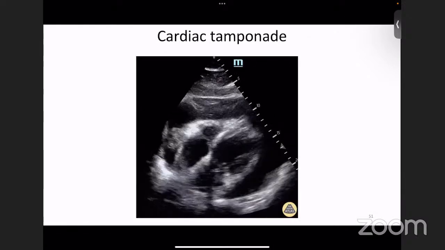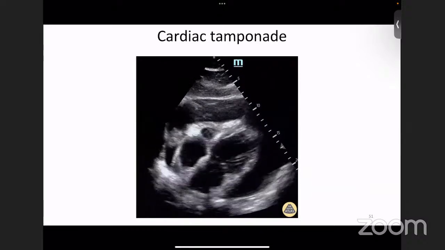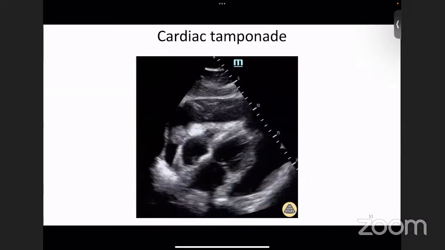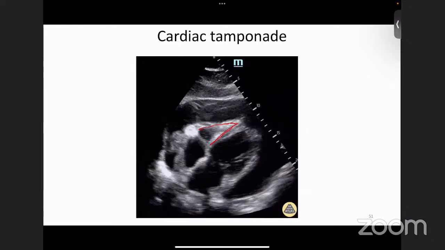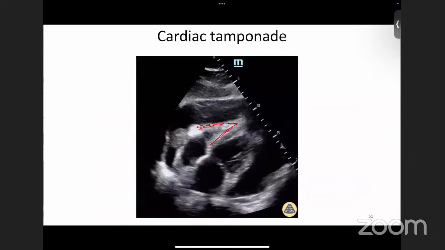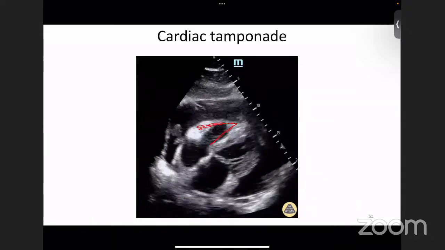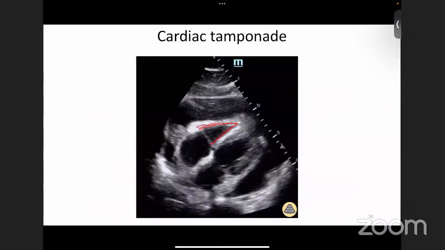Okay. So here also there is an effusion, but here we are calling it a cardiac tamponade because you are seeing the diastolic collapse of the RV. If you see the diastolic collapse of the RV, that means that the RV is not getting filled. So the preload is less, and then naturally the preload of the LV also will decrease. And this scenario is a tamponade.